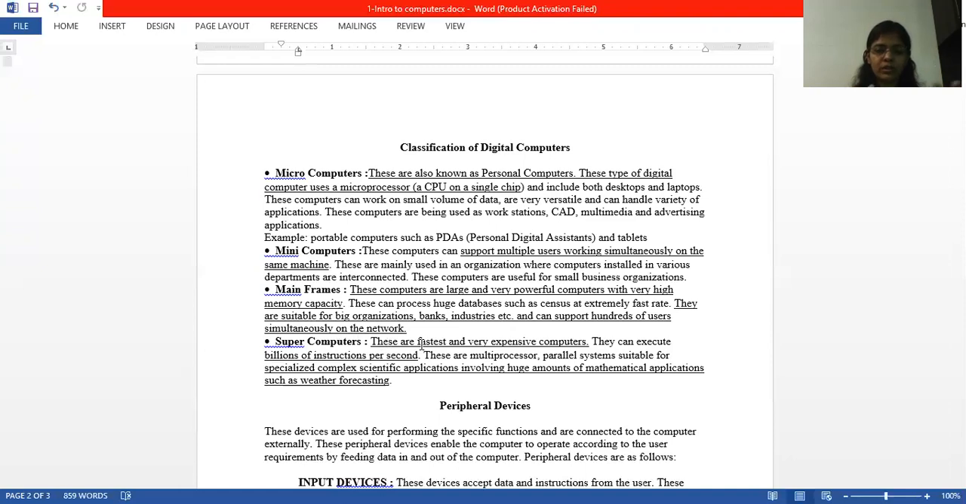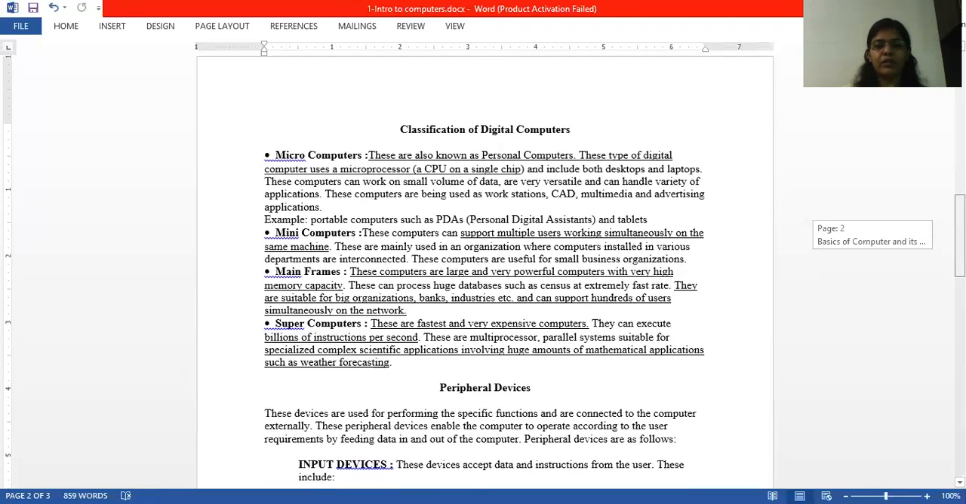So these are not small computers. They have multiple processors which are connected and work as a parallel system. These are very fast and very expensive computers, with speeds of billions of instructions per second. These supercomputers are used for specific purposes. They are specialized, used for complex scientific applications involving a huge amount of mathematical computation, such as weather forecasting. Okay, these are the categories of classification of digital computers.